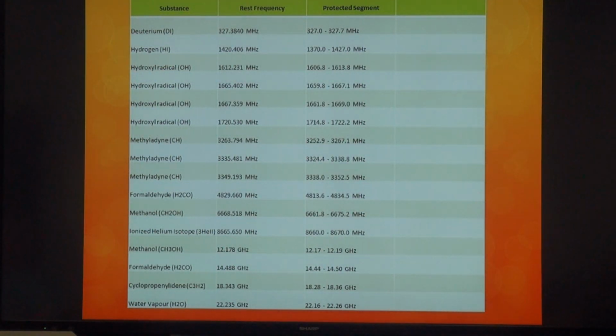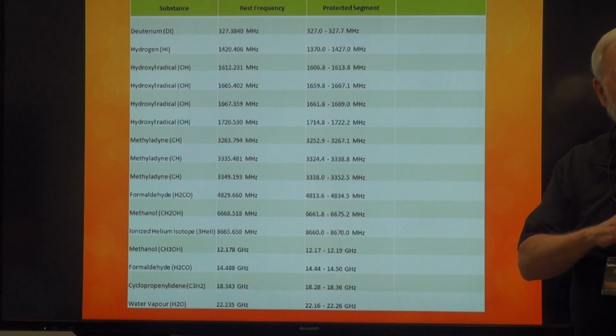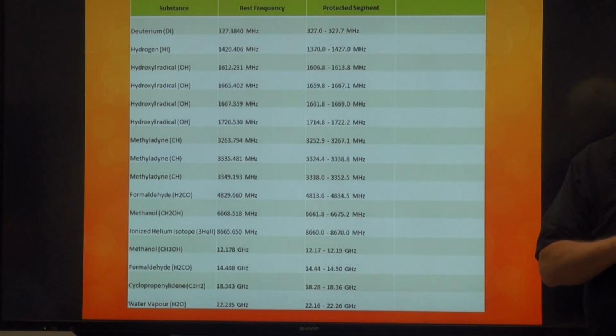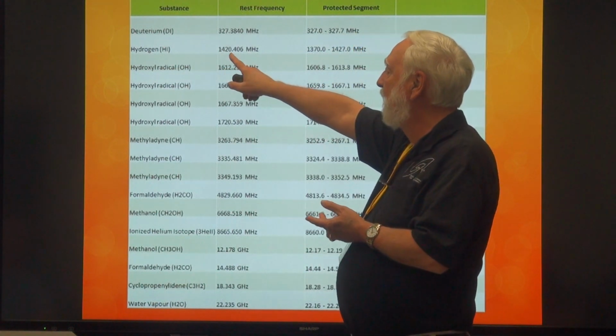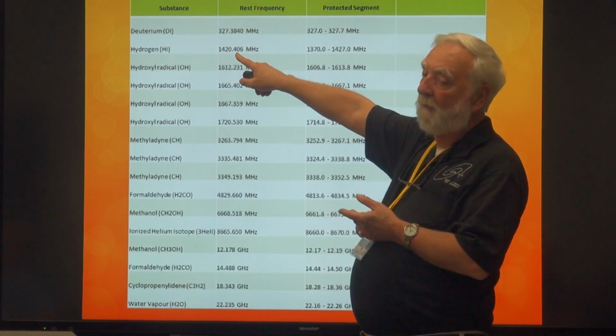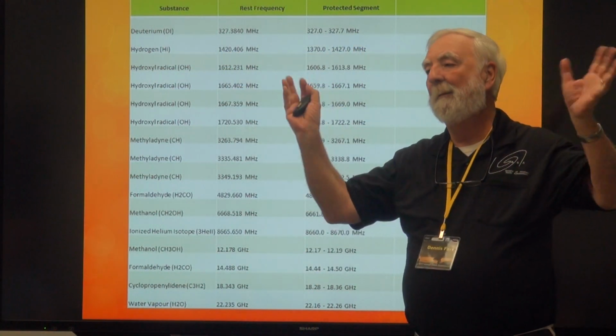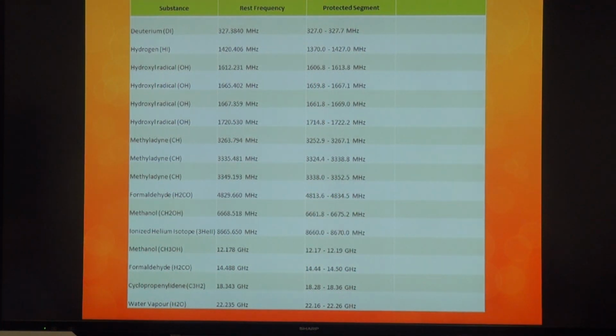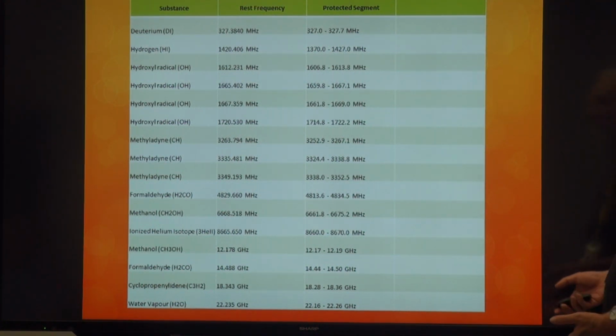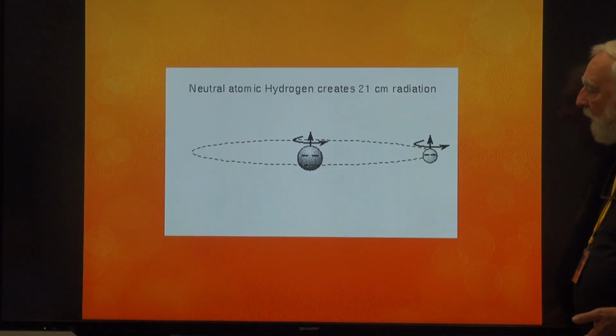Gases also emit signals. Remember, gas is a mass, and it's above absolute zero, so it emits a frequency. And here's my favorite right up here, hydrogen, 1420.4. Okay, that's the magic number that we all know and love in amateur radio astronomy, 1420.4 or 21 centimeters. That's what we go looking for most of the time.